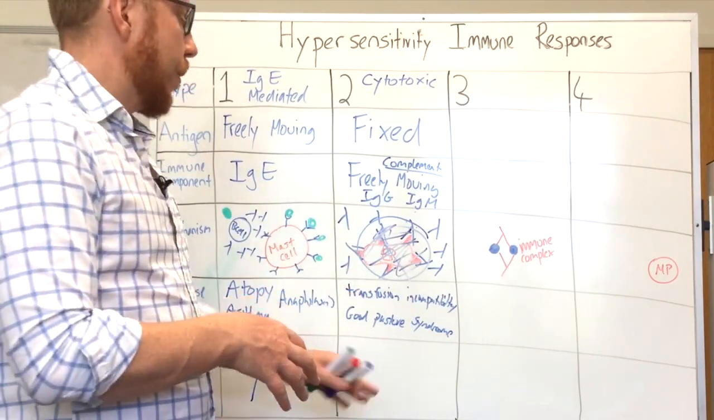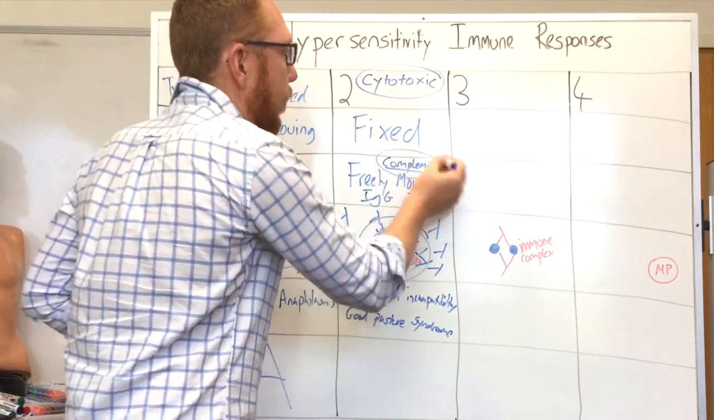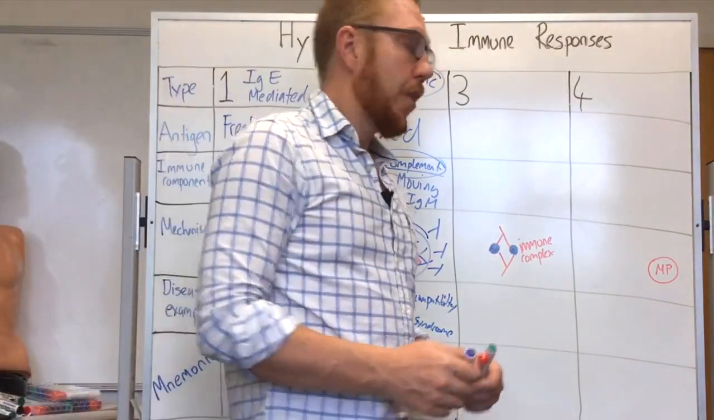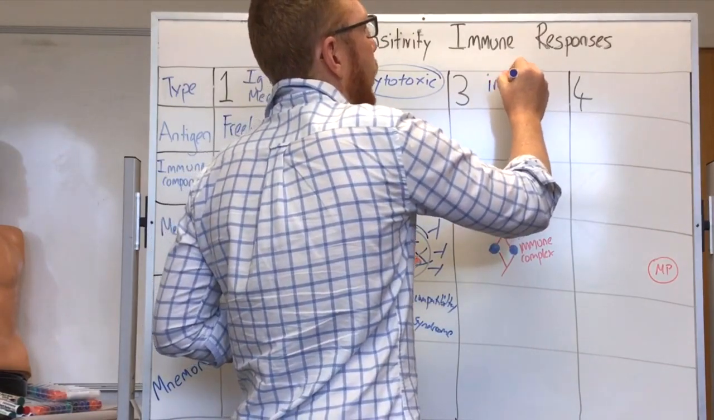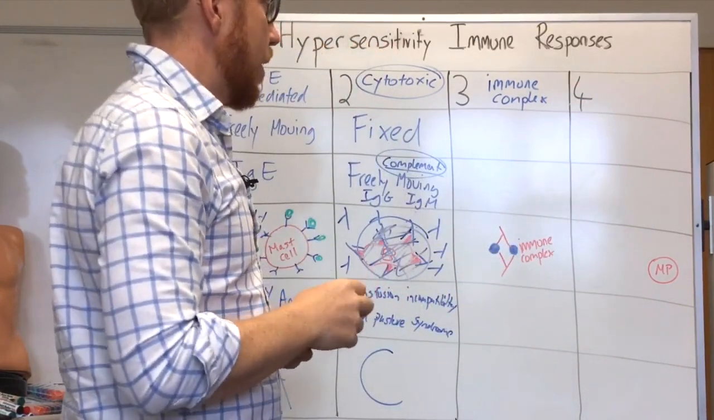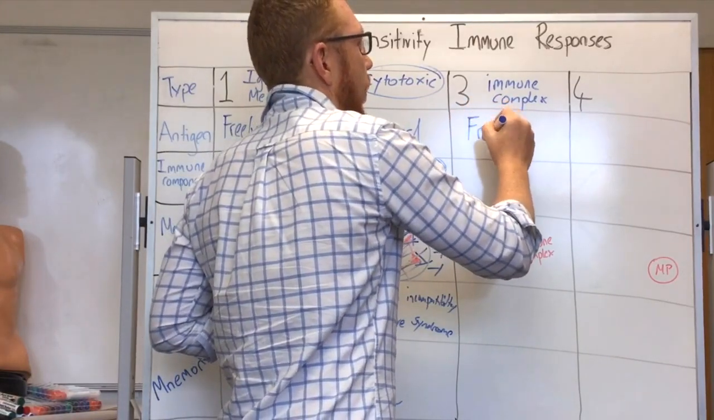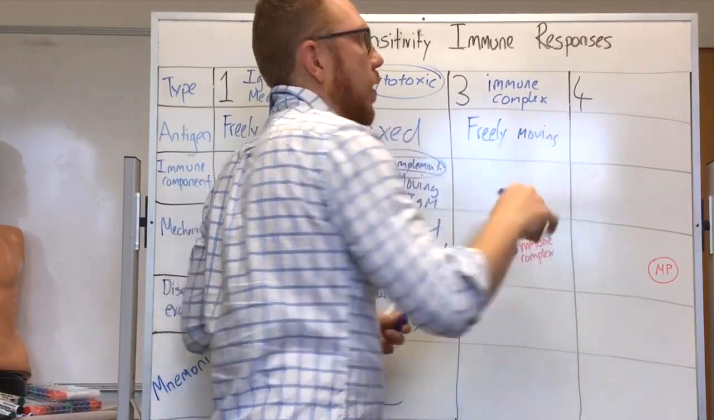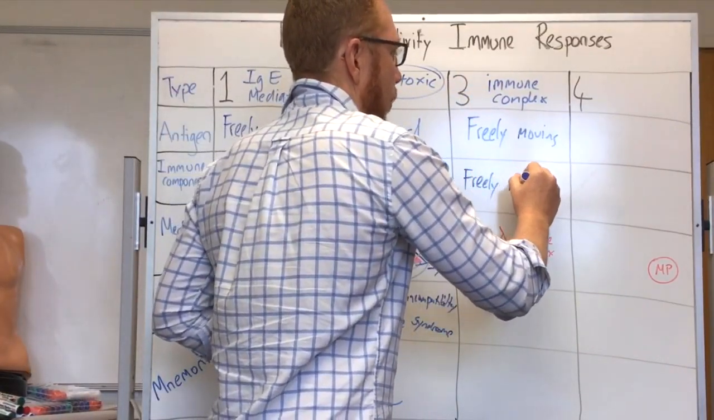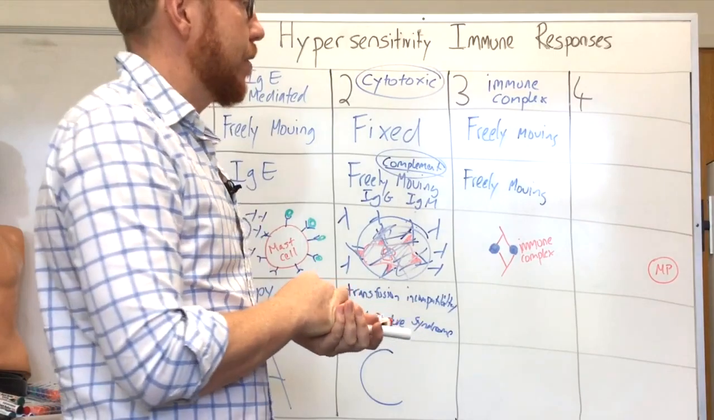Now, in terms of the mnemonic, because we got cytotoxic, it's a cytotoxic response, and because we use complement, we'll use the letter C. Okay, so that's the second type. Moving on to the third type, this is an immune complex type or response. So basically what is going to happen here is the antigen is now freely moving. So it's moving around the body. The antibody is freely moving. Okay, and so together it forms an immune complex.